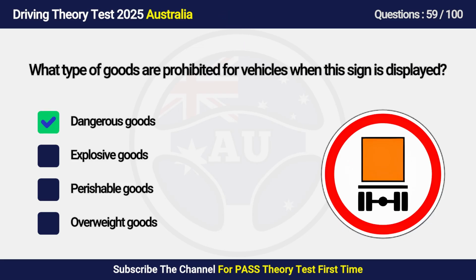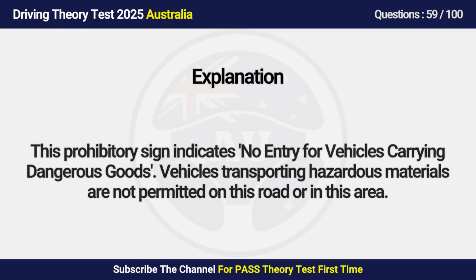Answer is A. Dangerous goods. This prohibitory sign indicates no entry for vehicles carrying dangerous goods. Vehicles transporting hazardous materials are not permitted on this road or in this area.